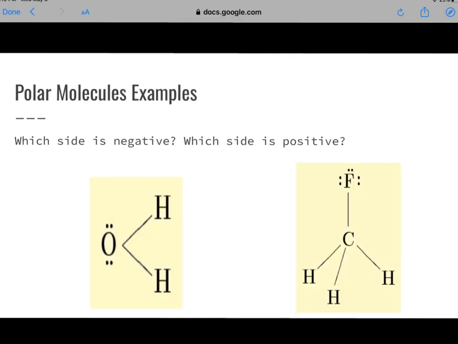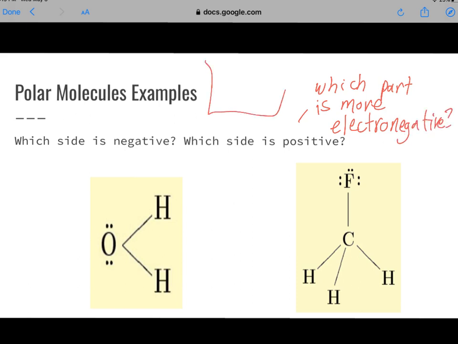So here are two examples of polar molecules. Take a second, you can pause the video. Which is the negative side of these molecules and which is the positive side? In order to answer that question, we have to consider which part is more electronegative. So again, on the periodic table, more towards this part of the periodic table.